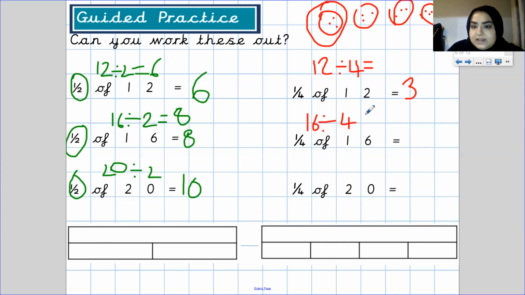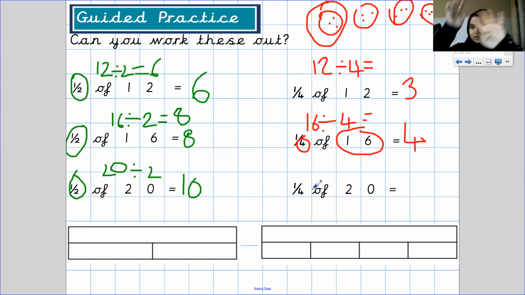So what you're doing is you're getting your total and you're dividing it by your denominator. Okay, so I know 16 divided by 4 is 4 because 4, 8, 12, 16, and I have 4 groups and I counted in 4s.